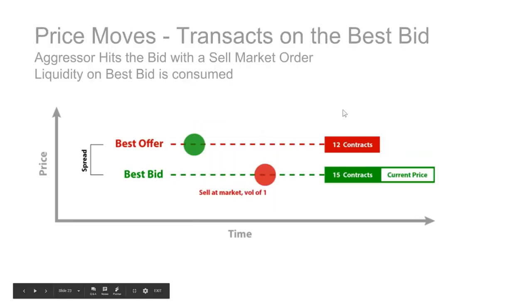Now, a very simple market sell order. The aggressor hits the bid with a market sell order. They consume the liquidity here. We did have 16 contracts; they consumed 1, and now we have 15 contracts, and price has now changed. Price has moved one tick. This is how the market moves. The aggressor is the one that can move the market.